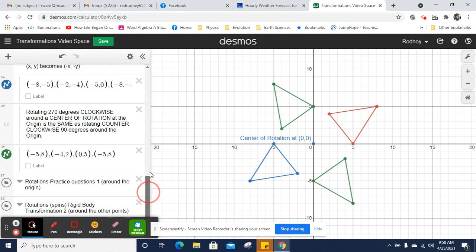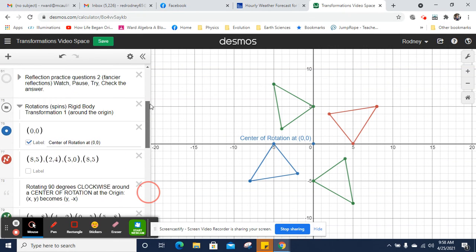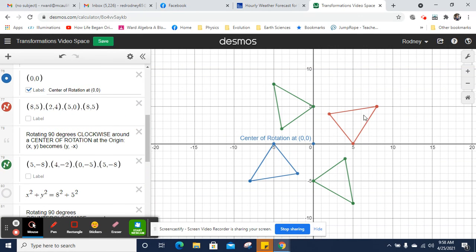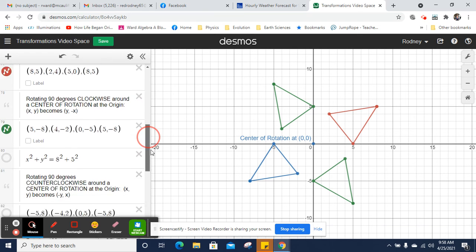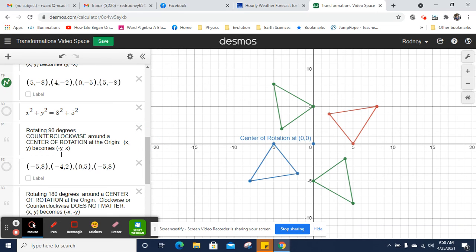There we go. Okay, so just to recap, if you want to rotate, number one, it's going to keep the same shape. It's going to be congruent. It's just going to rotate its orientation around a center of rotation. In rotating clockwise or counterclockwise, you're going to switch the X and Y positions, so X becomes Y and Y becomes X. If you're going clockwise, the new Y value changes its sign. If you're going counterclockwise, the new X value changes its sign.